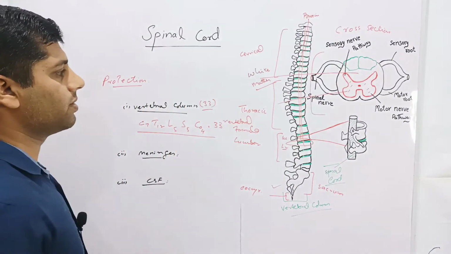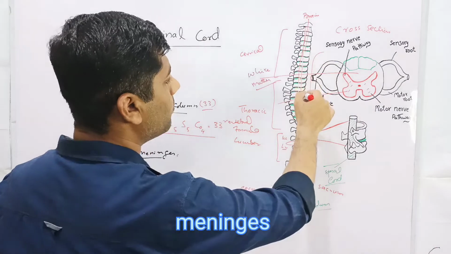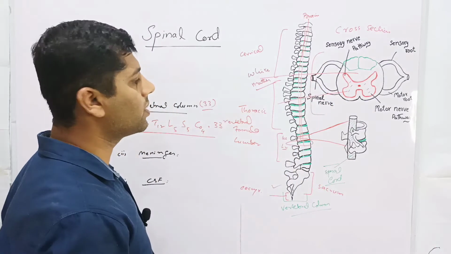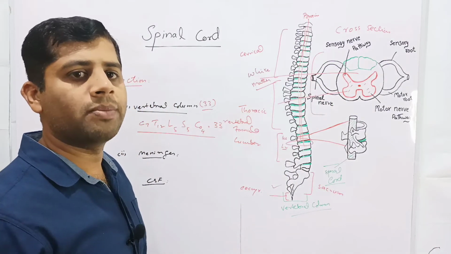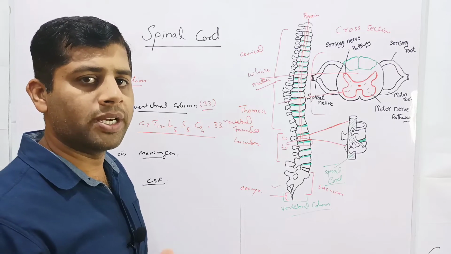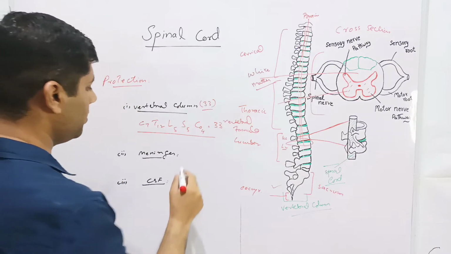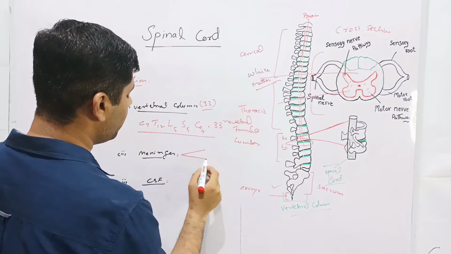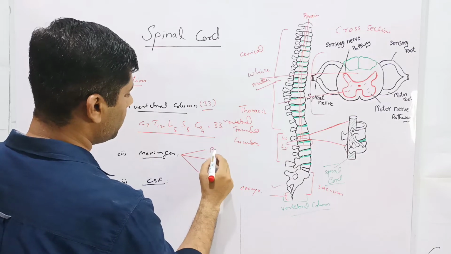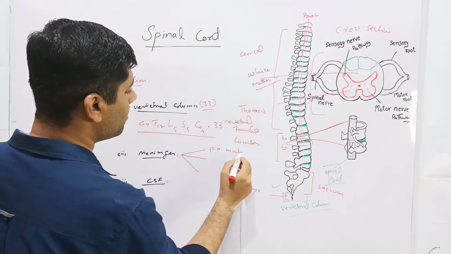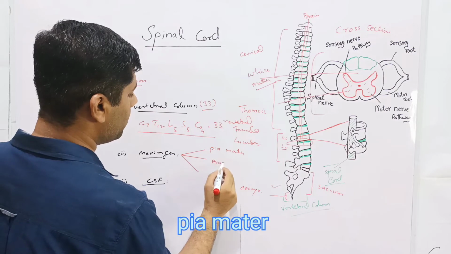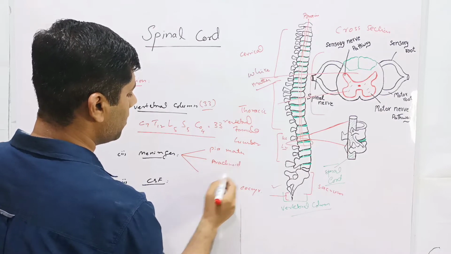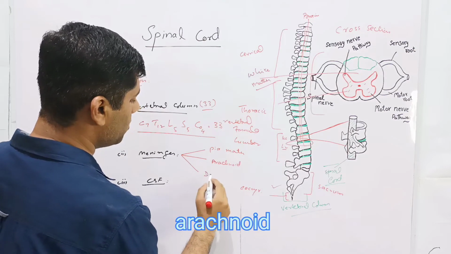Next is the meninges. Inside the vertebral column, the spinal cord is running, which is protected again by nature with a triple layered membrane called meninges. The meninges have three layers. The first and innermost is the pia mater, second is the arachnoid, and third and outermost is the dura mater.